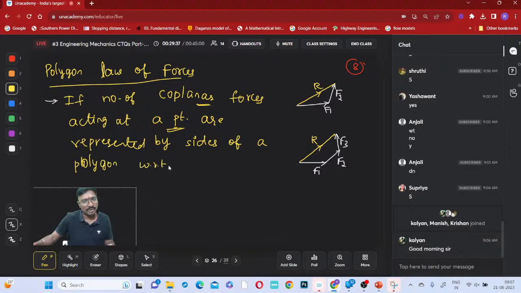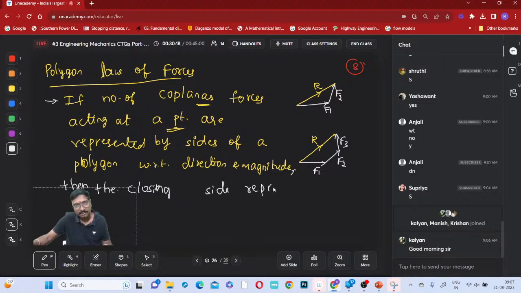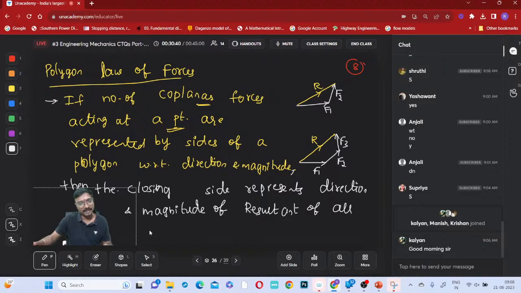with respect to what? It is not only with respect to direction, it is with respect to direction as well as magnitude. So whatever the direction the applied force has, you have to show the side of this polygon also in the same direction, and use a corresponding scale for magnitude. Then the closing side represents the direction and magnitude of the resultant force, the resultant of all these forces.